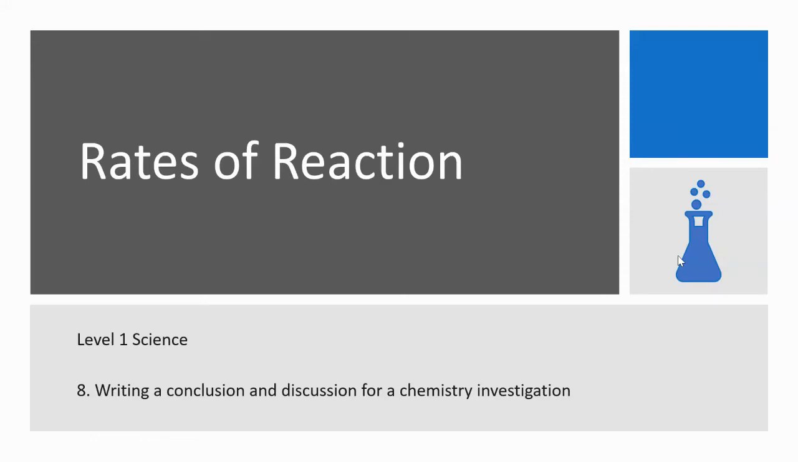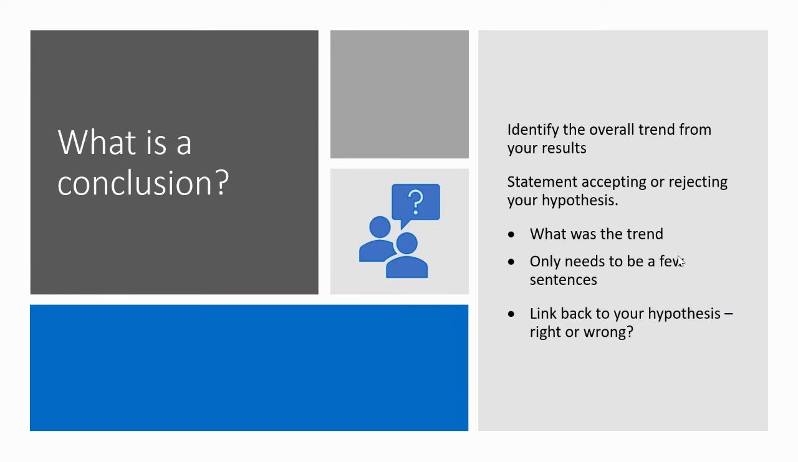Goodson here, and this video is about writing a conclusion and writing a discussion for a chemistry investigation. And our chemistry investigation is about rates of reaction. First of all, what is a conclusion? A conclusion is when you identify the overall trend from your results.